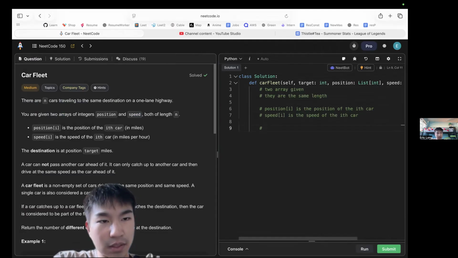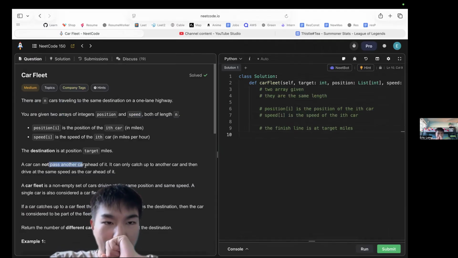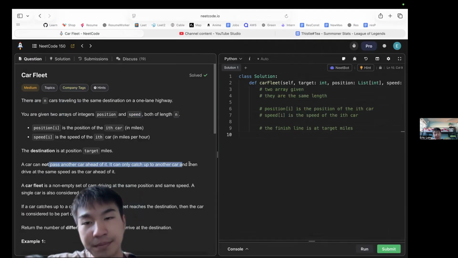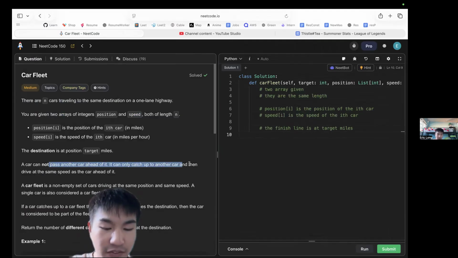Let's call it the finish line, which is at target miles, just an integer. A car cannot pass another car ahead of it. It can only catch up to another car and then drive at the same speed as the car ahead of it. So if there's a slow car in front of you, you're bounded to that speed. You and that car are like one unit.